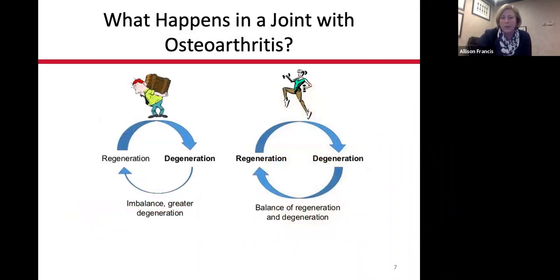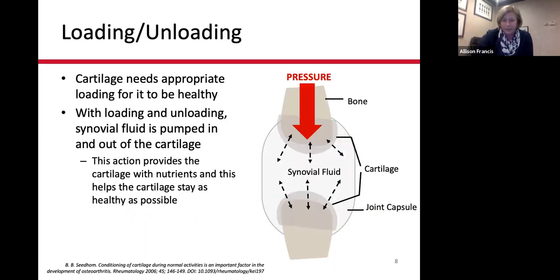So again, this is just another schematic. In a normal, healthy joint, we have this nice balance of regenerating and degenerating cells, and that's always happening even as you age. But in a diseased joint, it becomes more of an imbalance.